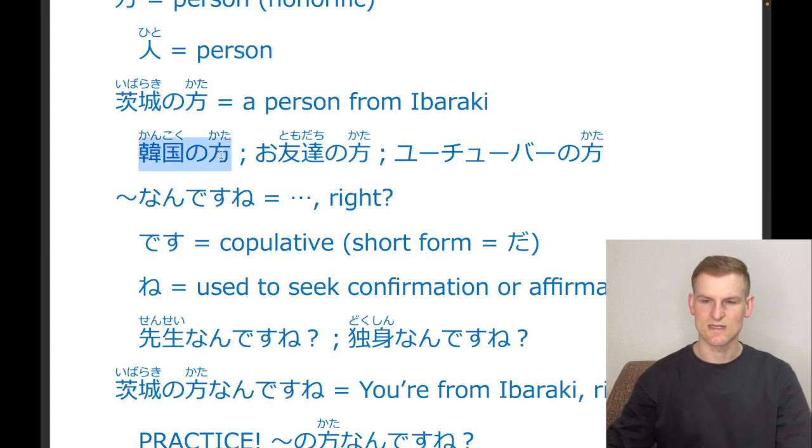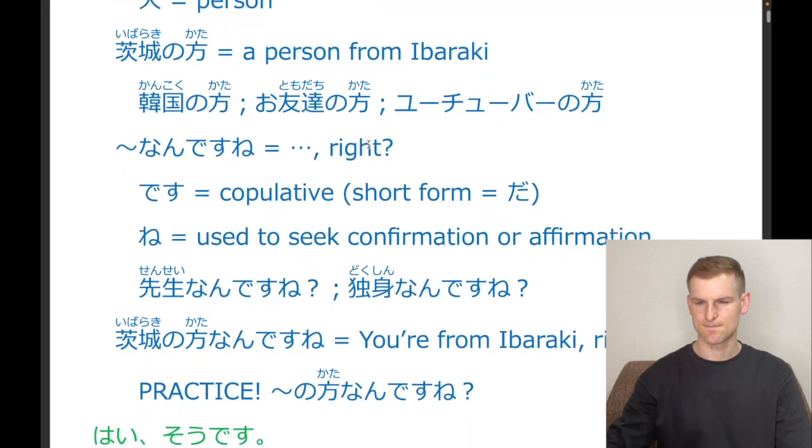Okay, so Kankoku no kata. Okay, a person from Korea. Otomodachi no kata. Otomodachi is like someone's friend, and so here you're making it honorific by adding no kata. YouTuber no kata. Okay, once again, YouTuber is just a YouTuber, and you're adding kata to make it honorific. Okay, so this is a very common structure in Japanese.